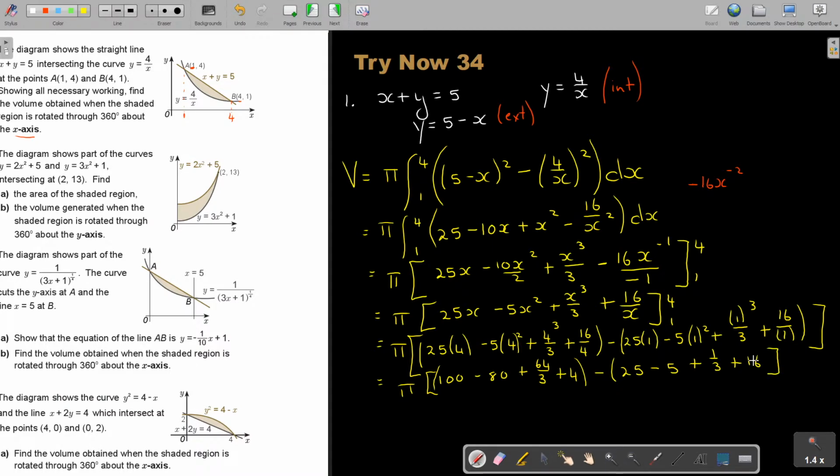Okay, and then I'm just going to say 100 minus the 80 plus 60, we see 3 plus 4 equals 45 and 1/3. Don't forget your pi. 45 and 1/3 minus, and this is going to be 25 minus 5 plus 1/3 plus 16 equals minus 36 and 1/3.